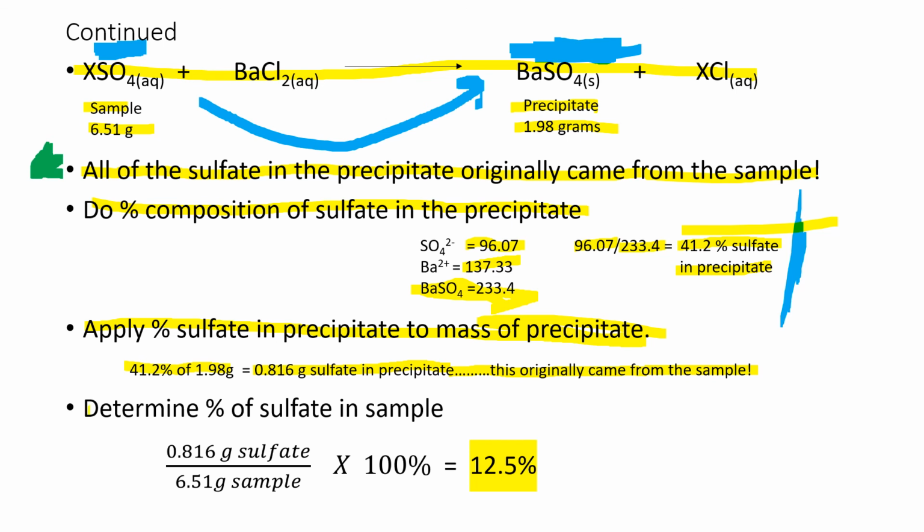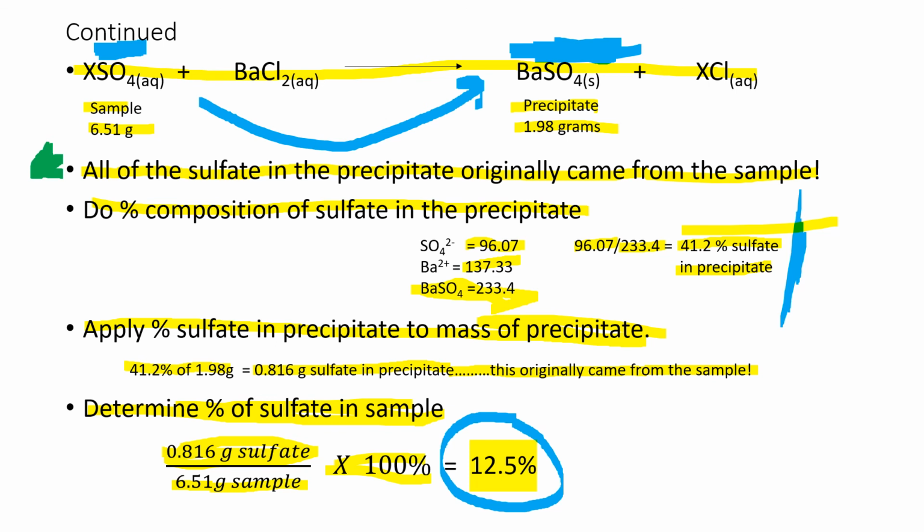Now we're at the stage to determine the percentage of sulfate in the sample. Remember what a percentage is. It's a part compared to a total. Well, what's the part? Part's what we just determined, the 0.816 grams of the sulfate. What's the total of the sample? Well, that was given to us in the problem, 6.51 grams. Part divided by total times 100%. You end up with this 12.5%. In that original sample, 12.5% of it was sulfate.